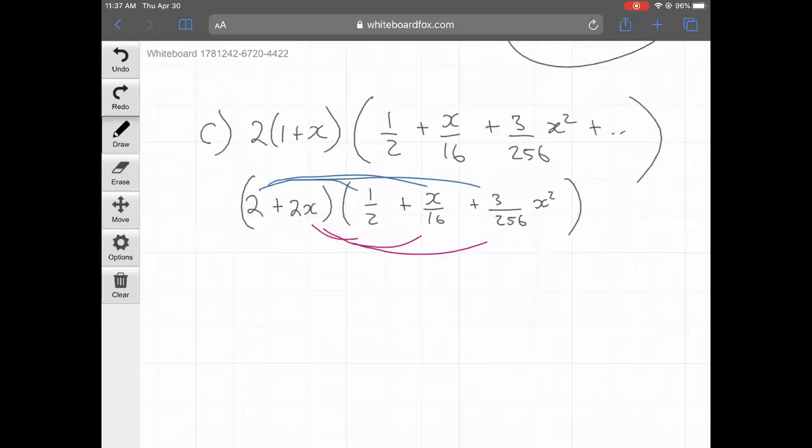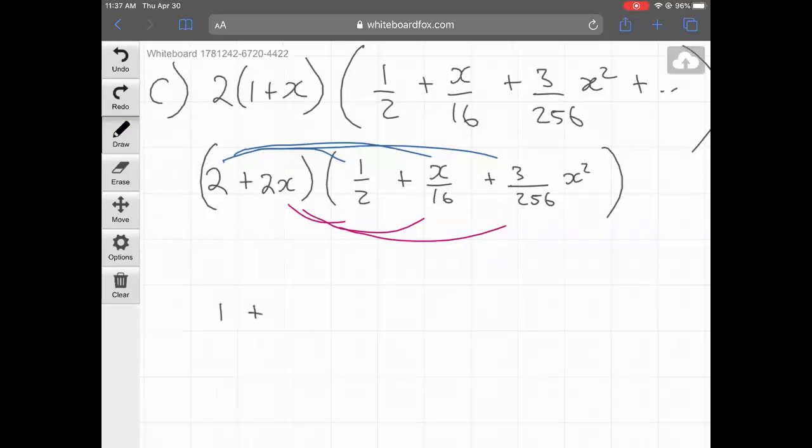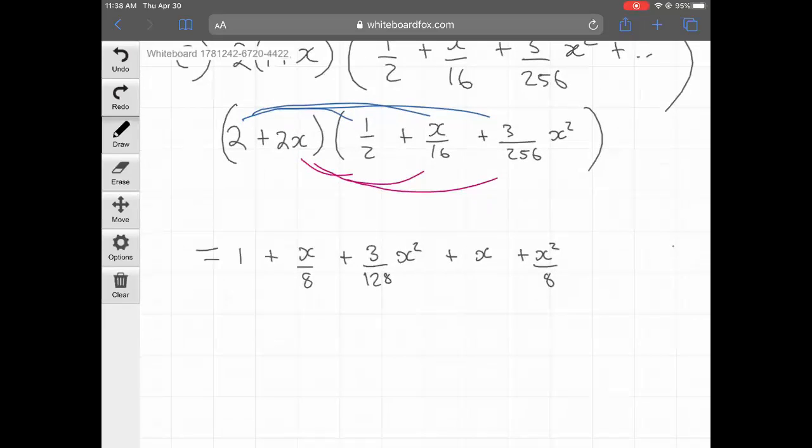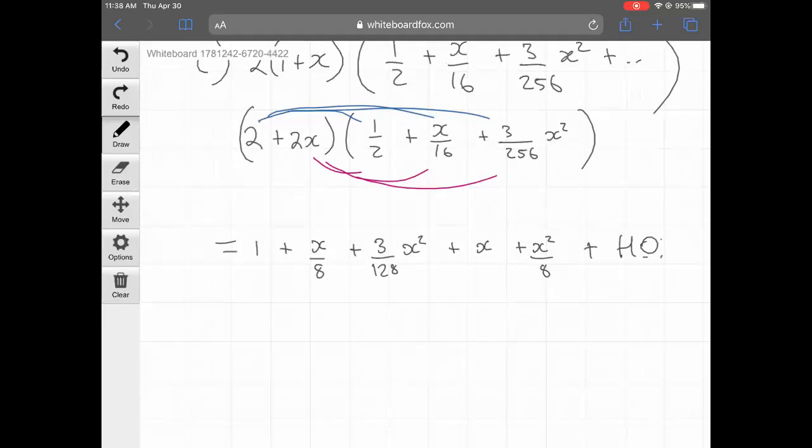So we've got 2 times a half gives me 1, plus 2 times x over 16 is x over 8, and then we've got 3 over 128 x squared. Okay, plus we've got 2x times a half is just x. 2x times x over 16 is going to be x squared over 8. And then finally, the last term will have an x and an x squared multiplied together making an x cubed. I'm not bothered about cubic terms, so I don't even need to do it, right? I just need to simplify what I've already got here. There'll be higher order terms that I don't care about.